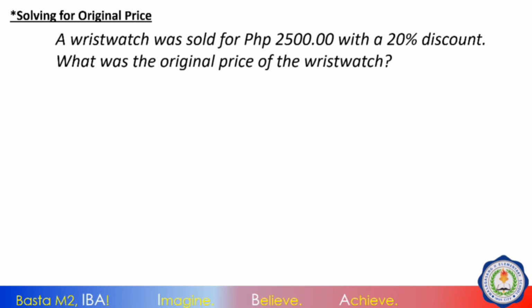Let us now move in solving for the original price. Our wristwatch was sold for 2,500 pesos with a 20% discount. What was the original price of the wristwatch? To get the original price, we need to have the discount rate of 20%, the sale price of 2,500, and the original price is missing.